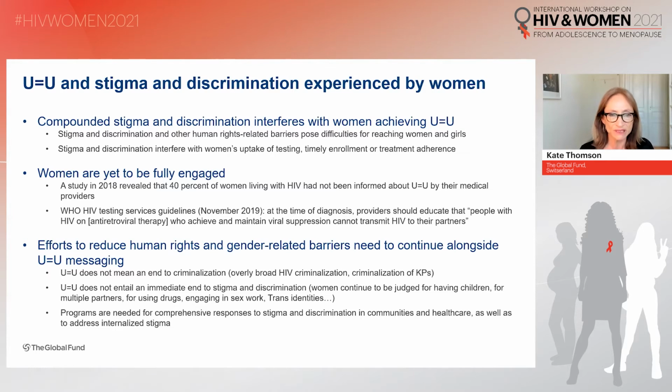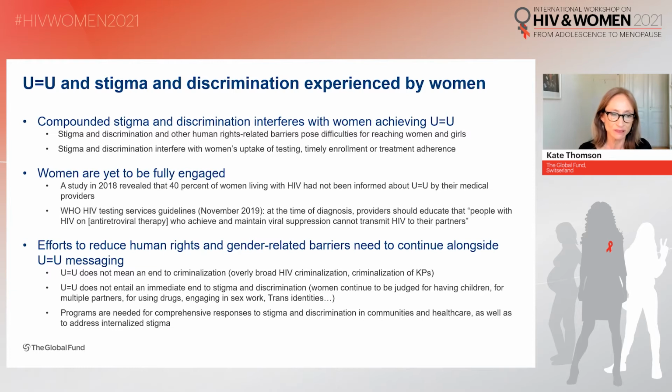So what are some of the issues at play here? I've already spoken about how compounded stigma and discrimination interferes with women achieving U=U. Stigma and discrimination and other human rights related barriers continue to pose challenges for reaching women and girls with the appropriate services and messaging and support more than 30 years into the epidemic. And they interfere with women's uptake of testing, timely enrollment, or treatment adherence.